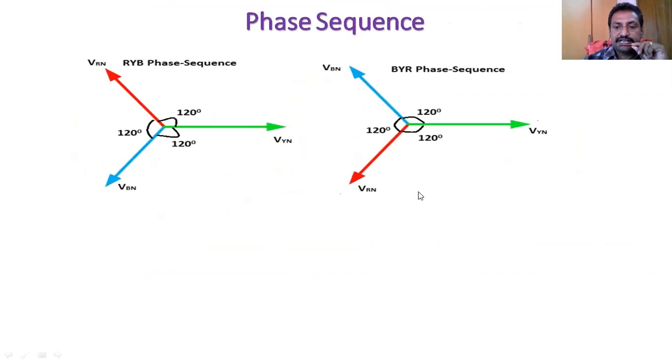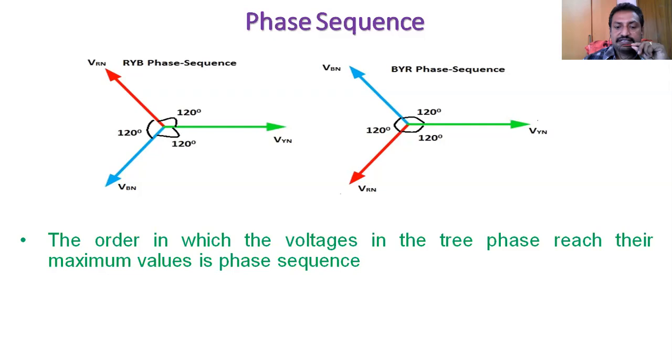Then phase sequence. It is very important. In case of single phase, there is no need to discuss the phase sequence because there are only 2 wires, positive and negative, phase and neutral. In case of 3-phase supply, there are 3 wires or 4 wires, as we will see in the further course with star and delta. Generally we pick up 3 wires. The phase sequence depends on which phase reaches the maximum magnitude, and in which sequence the maximum magnitudes are reached.